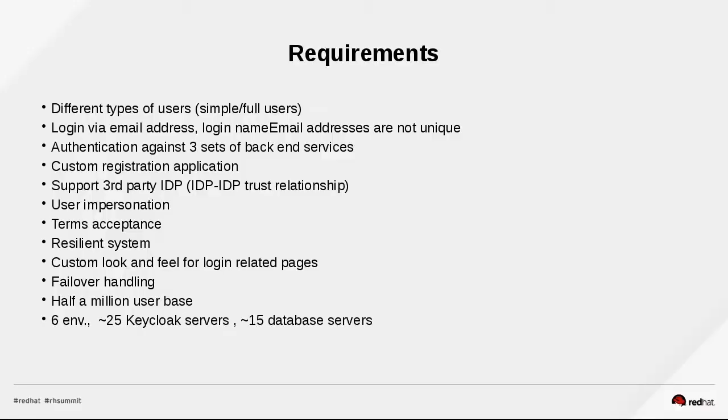Then for registration, when new customers come and try to use our website, there is a different application, where we are not using Keycloak registration. We have third-party IDPs that we need to support with this new IDP that we have built. We have user impersonation. That means customer support can get in as a customer and try to help fix the customer's issues. We have a centralized terms acceptance. There are certain terms needed by different applications, and those are centralized with our identity provider.